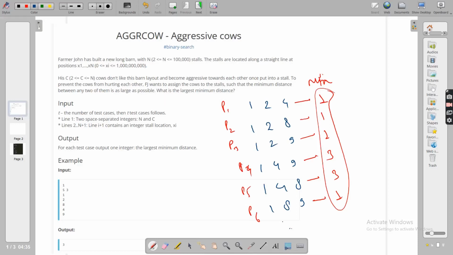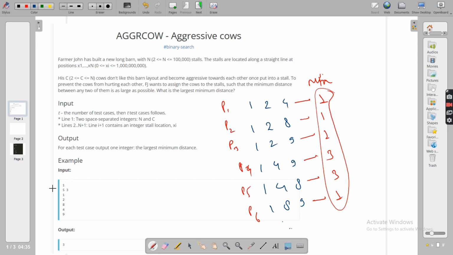Hi everyone. So here we'll be solving another problem on binary search, which is Aggressive Cows, and this is one of the highly rated and highly demanded problems when you're trying to excel at binary search. You can find this on SPOJ. So let's see what it says.